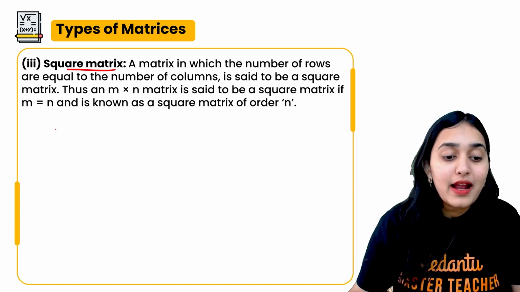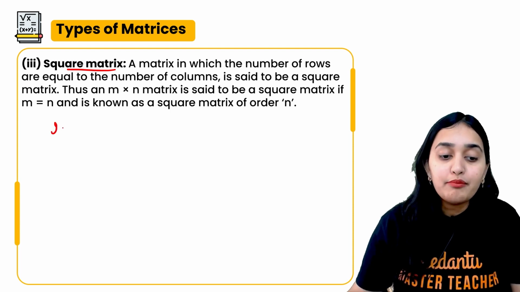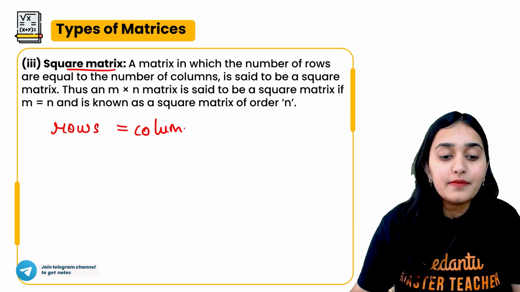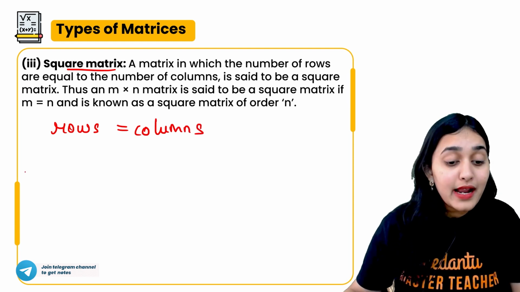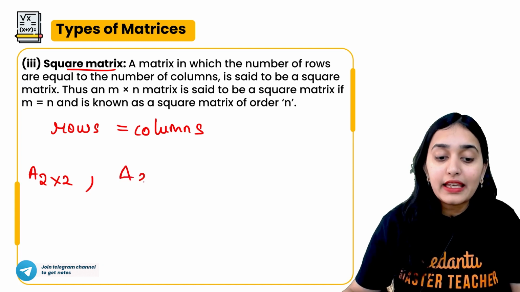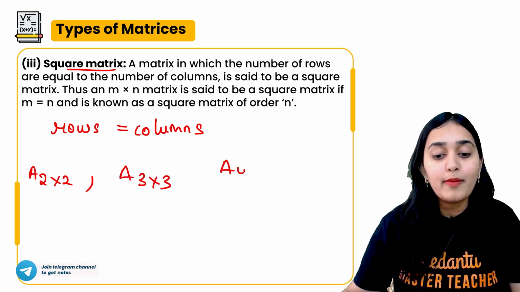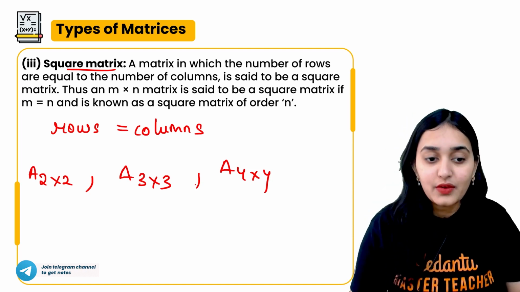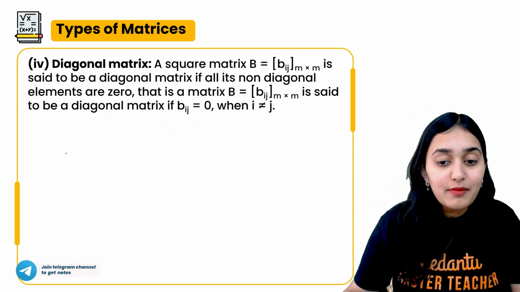Then a square matrix. What is a square matrix? If the number of rows is equal to the number of columns, then we call it a square matrix. For example, a 2 cross 2 matrix or a 3 cross 3 matrix or a 4 by 4 matrix. They are square matrices. Okay. Next is diagonal matrix.